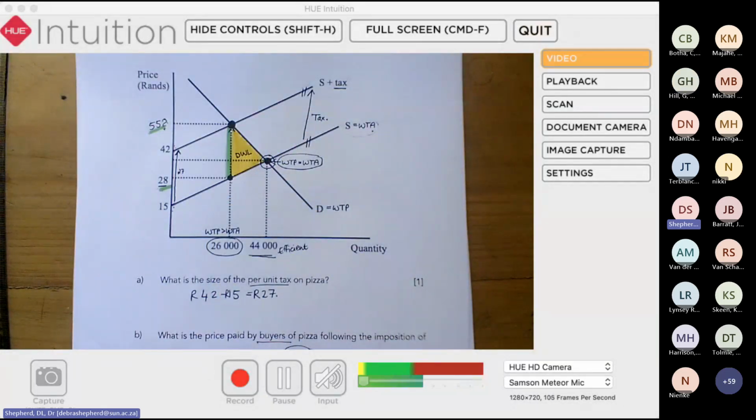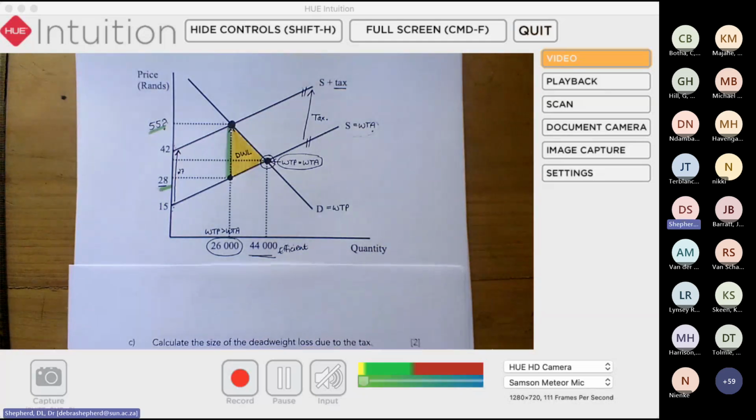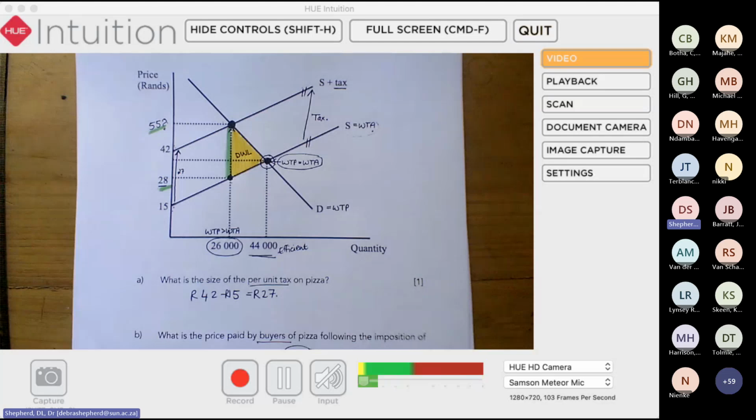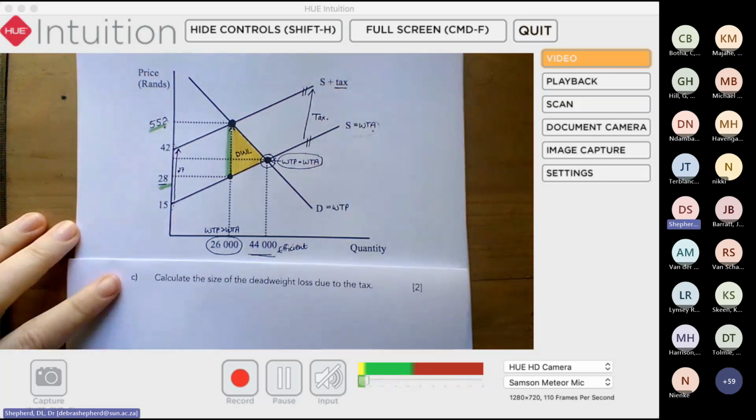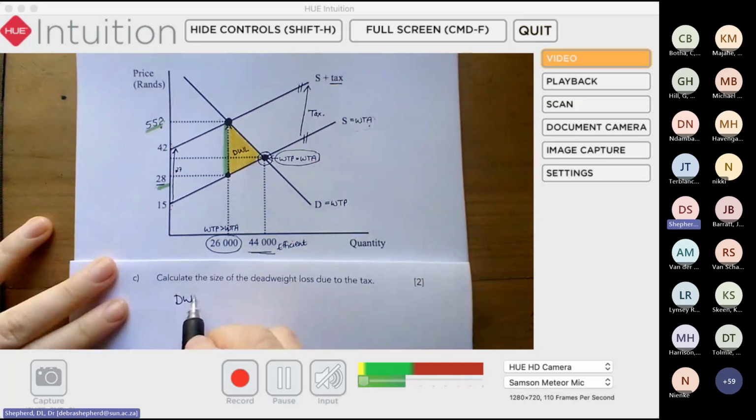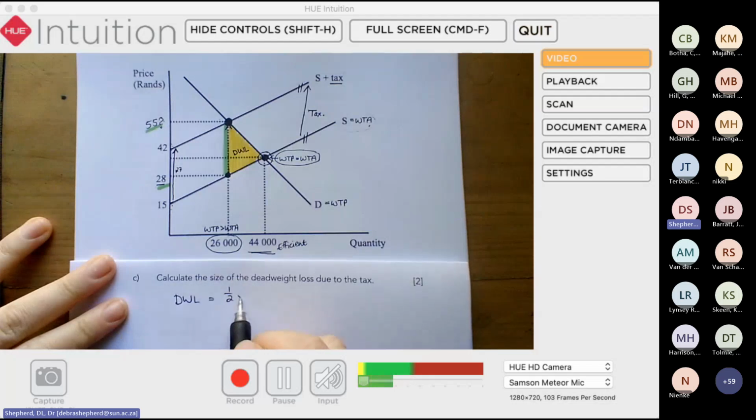So how am I going to calculate the size of this deadweight loss? I'm going to use the area of a triangle. So that yellow area there is a triangle. And so I'm going to say the deadweight loss is equal to half times base times height.